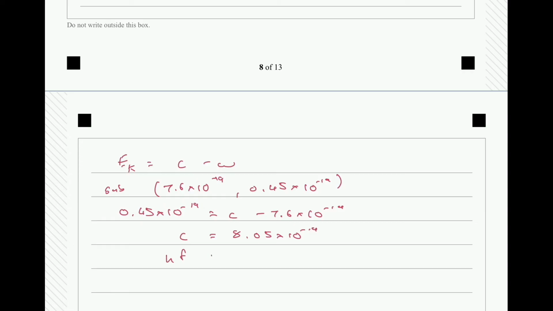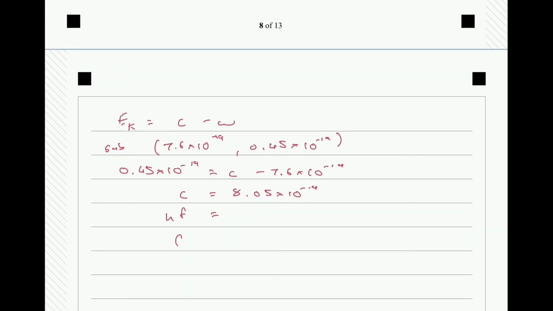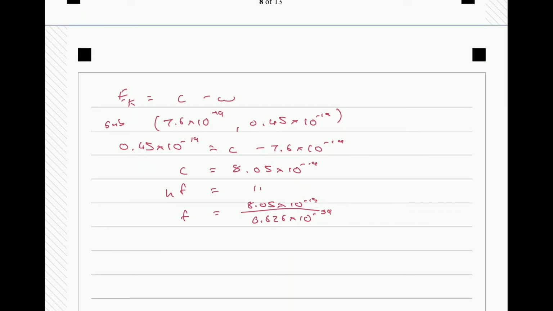What is C equal to? C is equal to HF. And what is our F equal to? And so I'm just going to do our 2 dash. F is going to be equal to our 8.05 times 10 to the negative 19 divided by H, which is Planck's constant, otherwise 6.626 times 10 to the negative 34. And then what we end up getting is a frequency of 1.2149 times 10 to the 15.